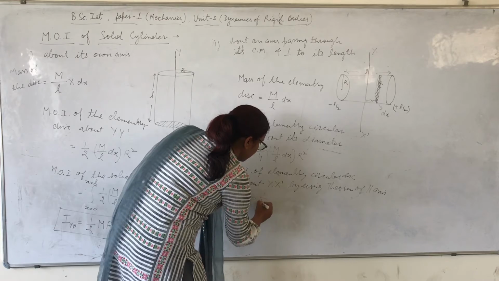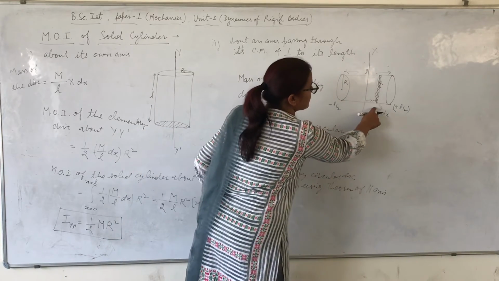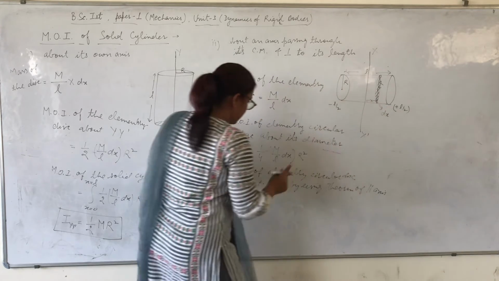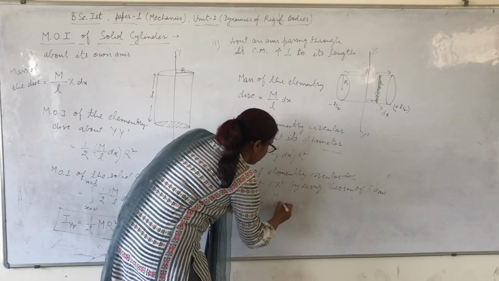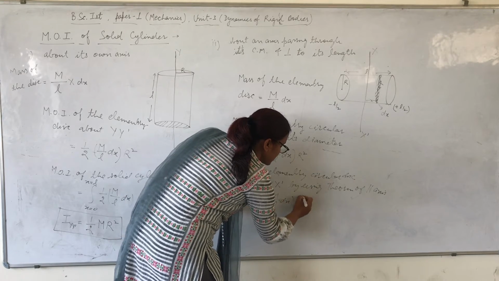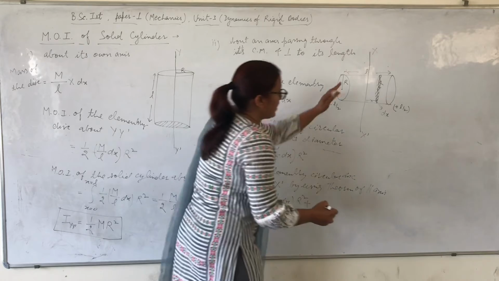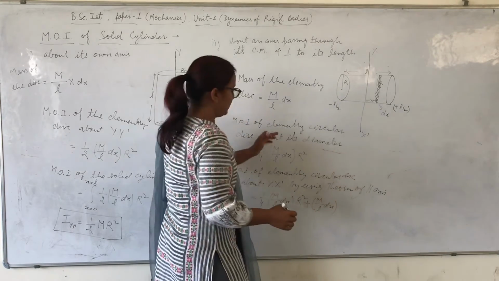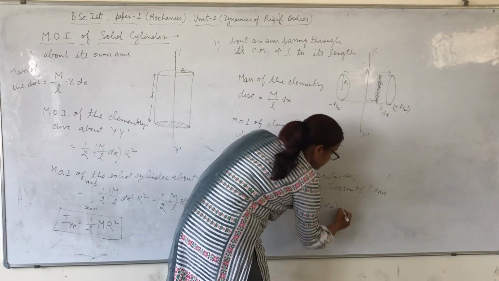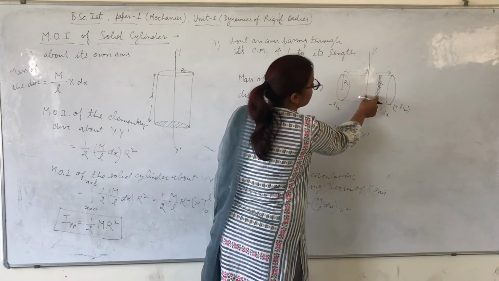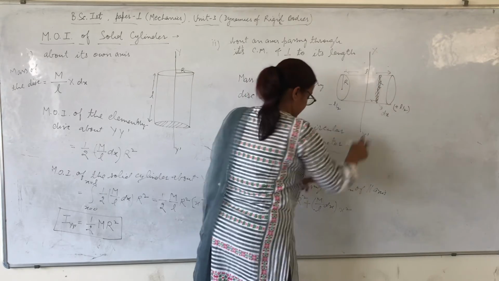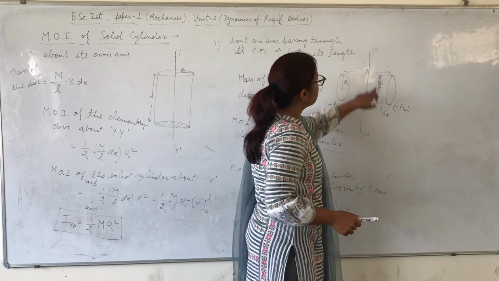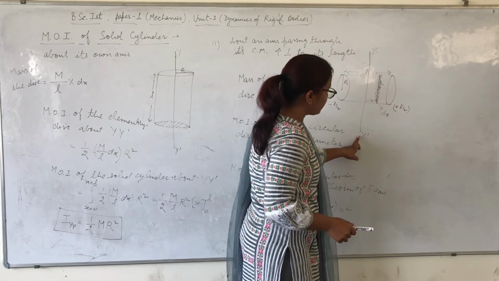It is 1 by 4 about this axis plus mass of the disk into x square. So I am writing here it is m by l dx r square plus mass of the disk, m by l dx, into x square, the square of the perpendicular distance between the two parallel axes. Now this is the moment of inertia of this elementary circular disk about the axis x dash.